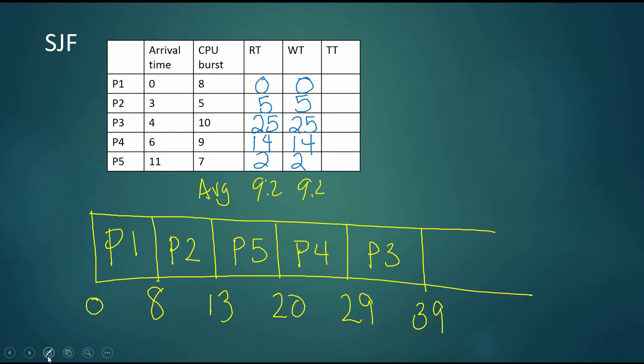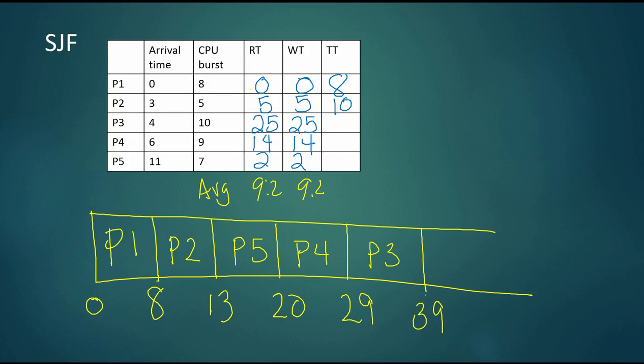All right, so now let's calculate the turnaround time. You take the last entry on the Gantt chart and subtract the arrival time. So P1 turnaround time is 8. P2 finished at time 13, arrived at time 3, so P2's turnaround time is 10.